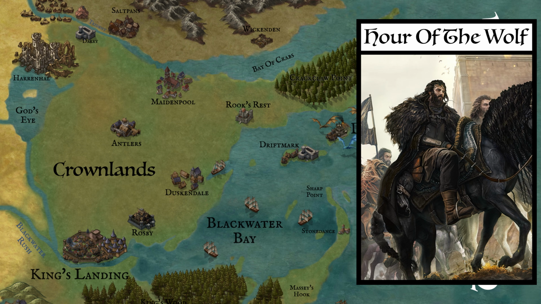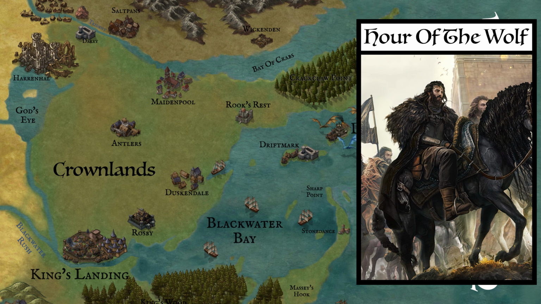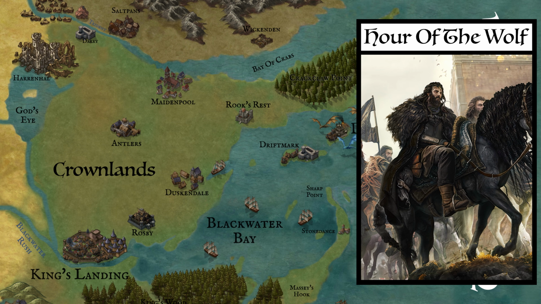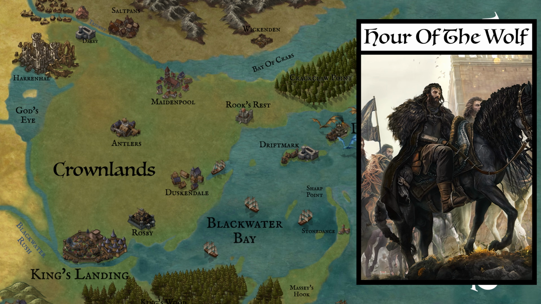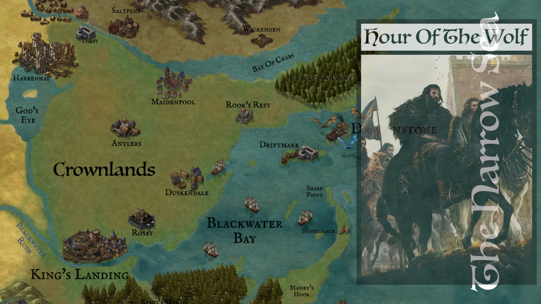The struggle of the dance was still not at its end, as a peace between the Blacks and the Greens, a mutual agreement, would need to be forged by Cregan Stark during the Hour of the Wolf.